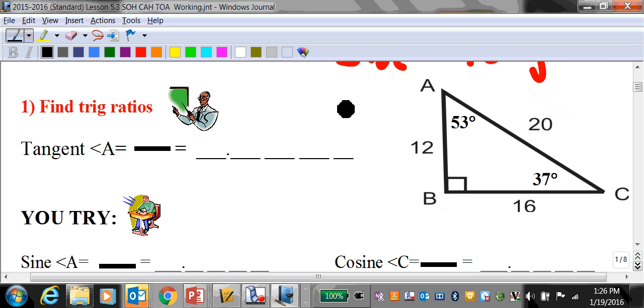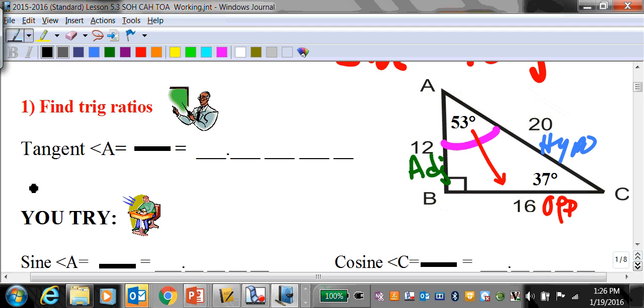Okay, so on this note, ready? Tangent. Out loud, what number is opposite? That's opposite. Great. Where's our adjacent? Where's our hypotenuse? Lovely. So for tangent, what's the acronym for tangent? Yes, it's TOA.